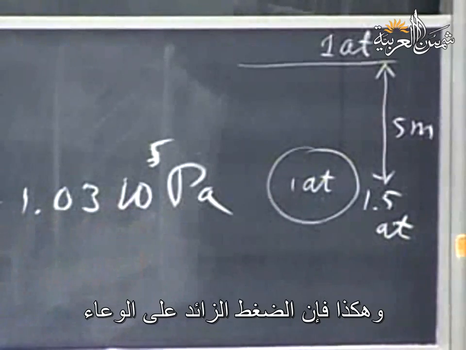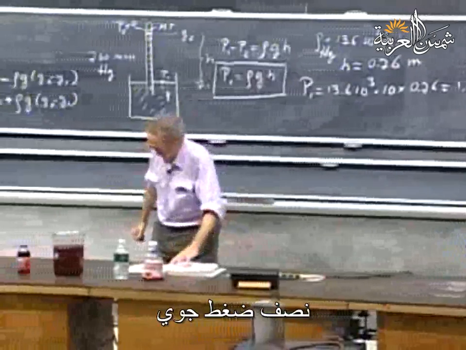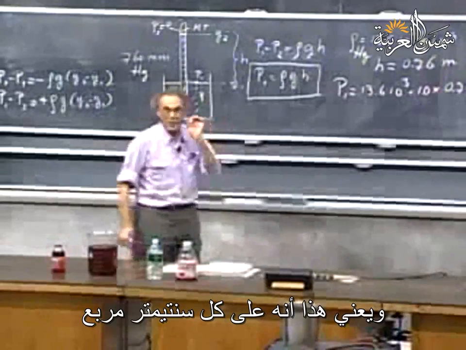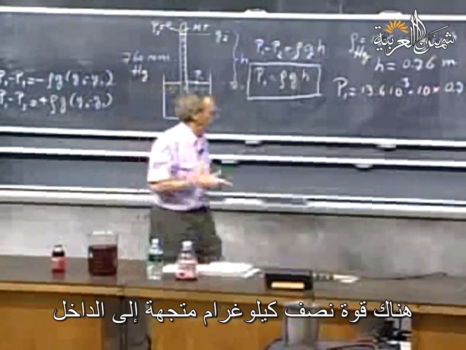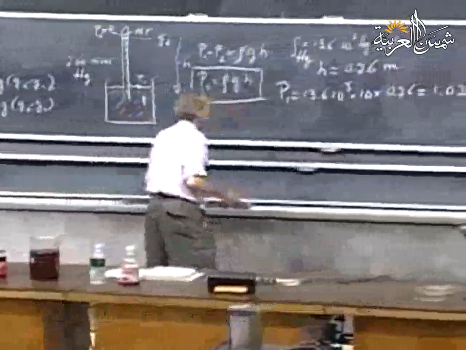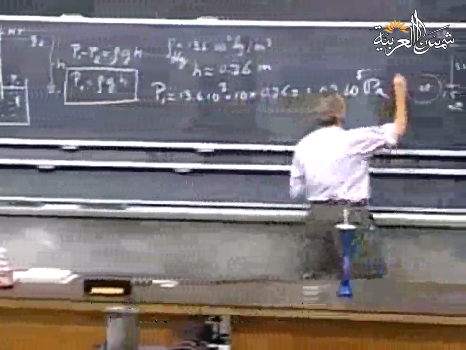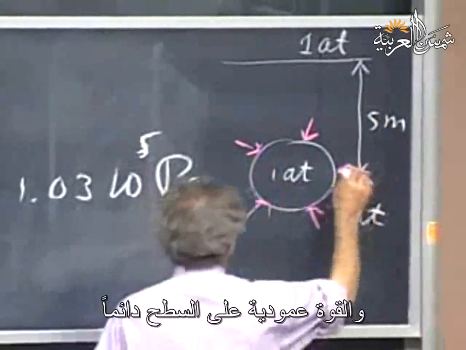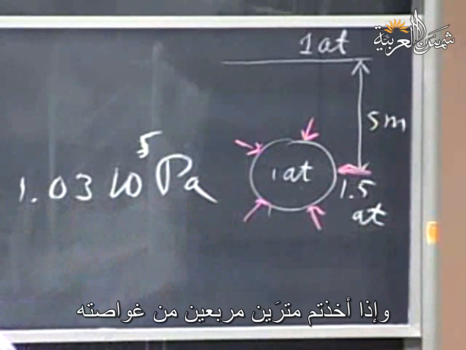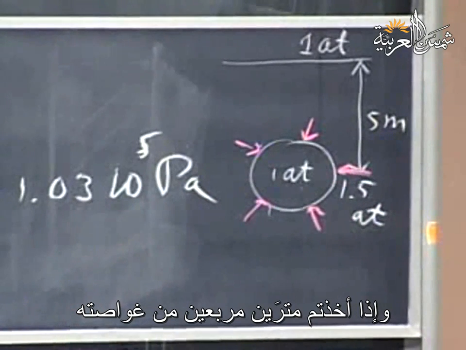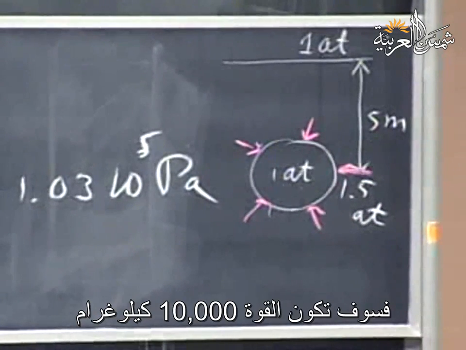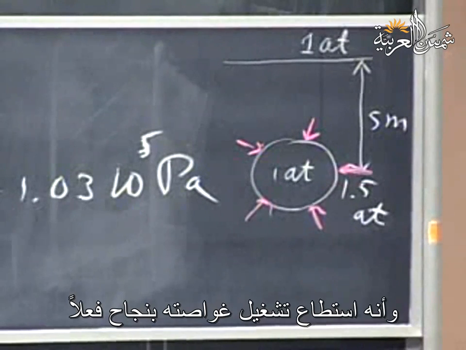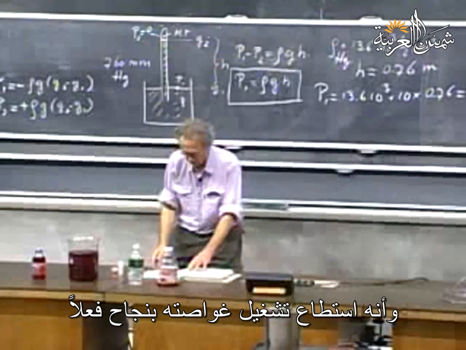So there is an overpressure on the vessel of half an atmosphere. So that means on every square centimeter there is a force pointing inwards of half a kilogram, equivalent of half a kilogram weight. Force is always perpendicular to the surface, and if you would take 2 square meters of his submarine, that would be a force of 10,000 kilograms. It's amazing that he managed to do that and that he could actually operate his submarine successfully.